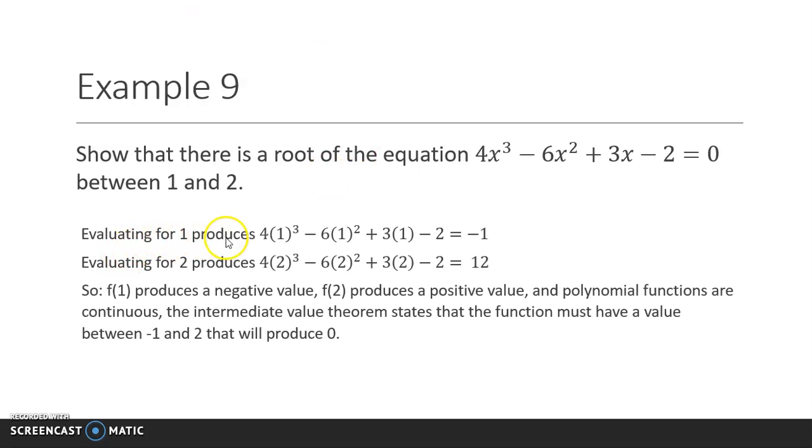When I evaluated for 1, I got negative 1. When I evaluated for 2, I got 12. This is a polynomial function. It is always continuous, which means that the intermediate value theorem will apply, and because I got a negative number and a positive number, there must be a 0 in between them.